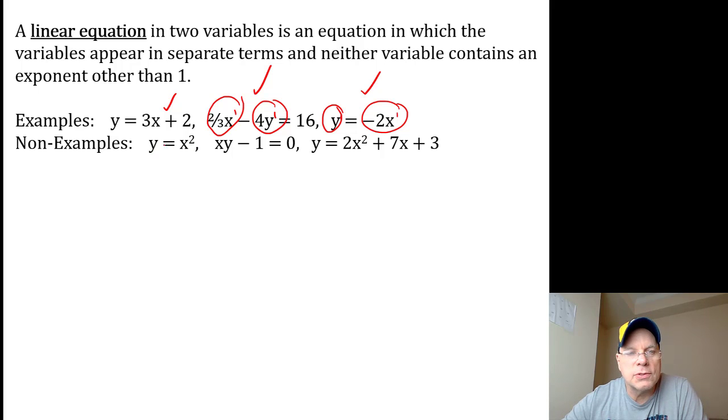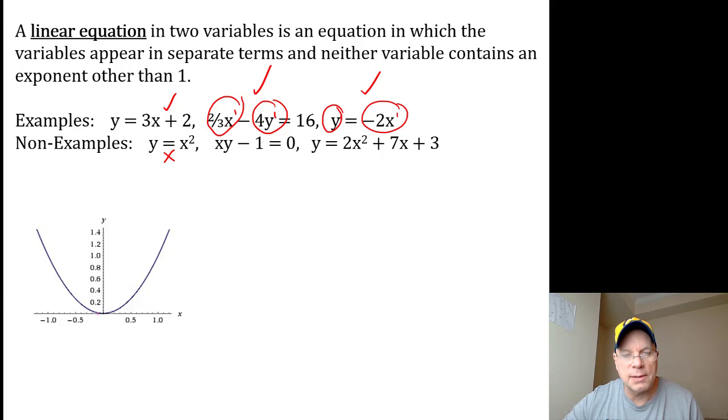Here we have two variables, x and y. They're in separate terms, but x is to the second power. That is not a linear equation. Here's what that graph looks like. It's called a parabola. It's a function. It passes the vertical line test, but it is not linear. It doesn't look like a line, does it?